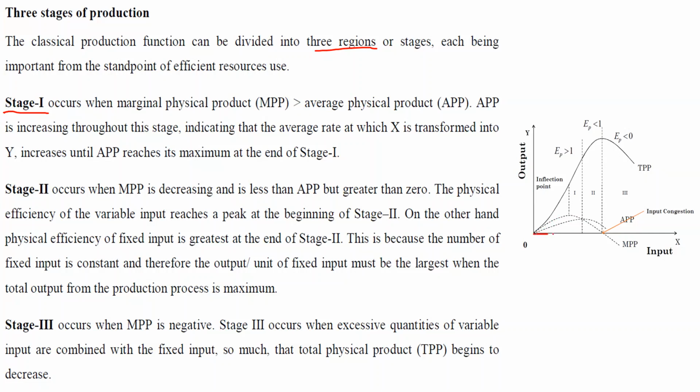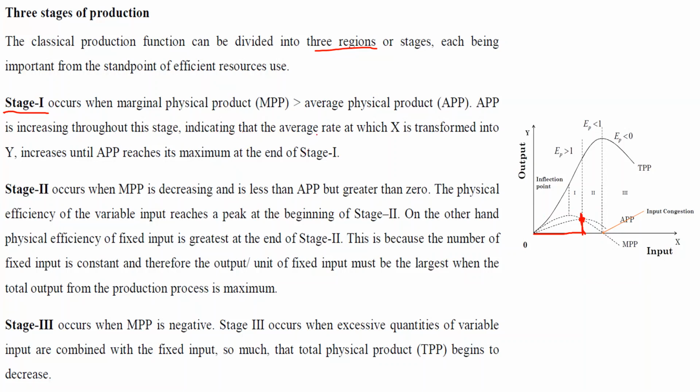So you can see here, till this point, MPP is greater than APP. So this is the first stage of production. APP is increasing, that is, average product is increasing throughout this stage, and it reaches maximum at the end of the stage. Here it reaches maximum, and at this point stage 1 will end and stage 2 will start.